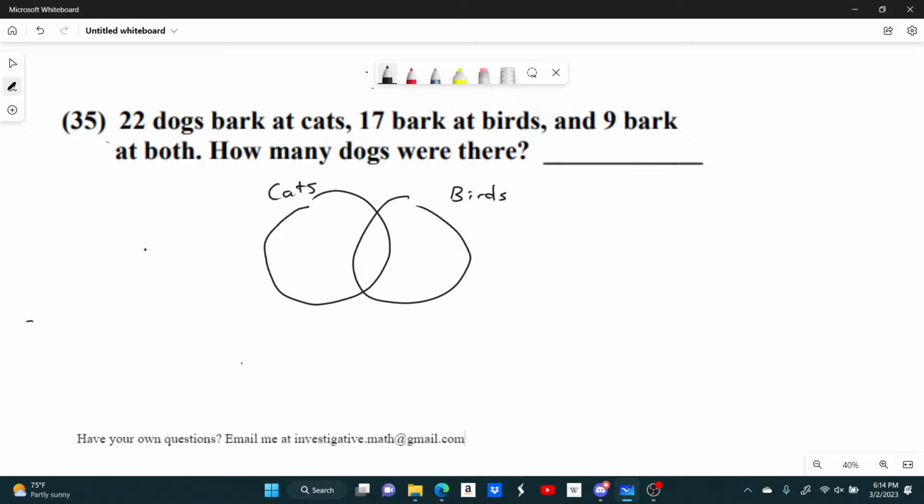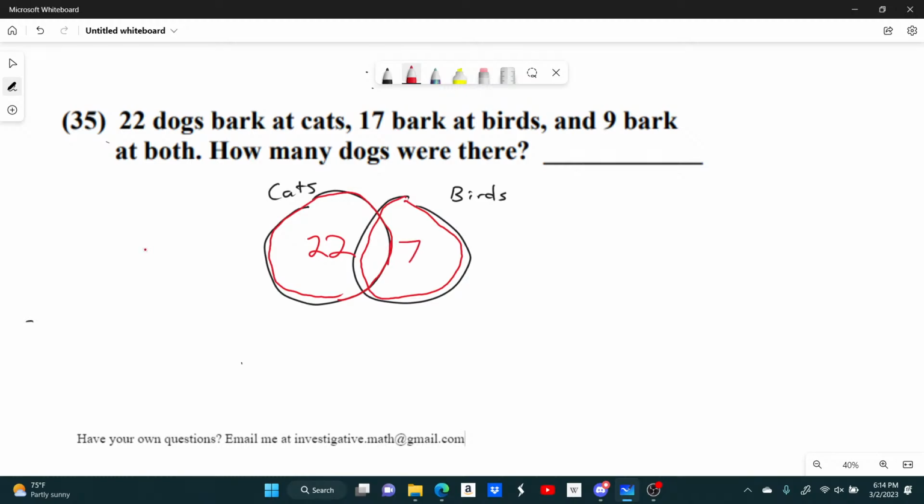Anyway, 22 dogs bark at cats. Basically in this full circle here, there's 22 in there. So this part, plus the intersection part, is 22. 17 bark at birds. That is really rough, but hopefully you get the idea. So 17 bark at birds.